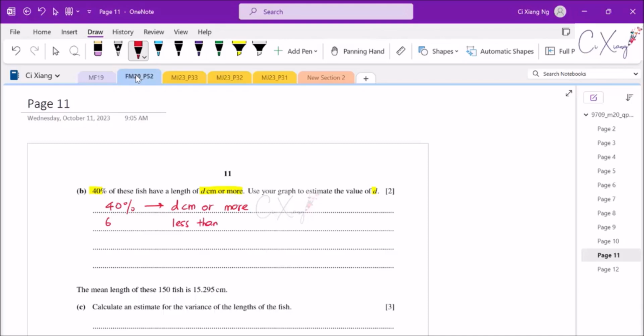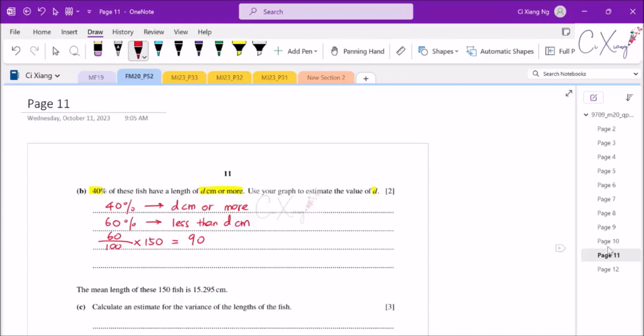So how many percent have a length less than d cm? 40% have d cm or more, so 60% will have less than d cm. So when you want to estimate the value, you have to use the 60% value from the cumulative frequency curve. 60 divided by 100 multiplied by the total frequency, you should get 90. So you should estimate d from the 90, using the 60% but not the 40%. Please remember that when you use the cumulative frequency curve to estimate any value, make sure you change your question into the meaning with less than, but not more than.